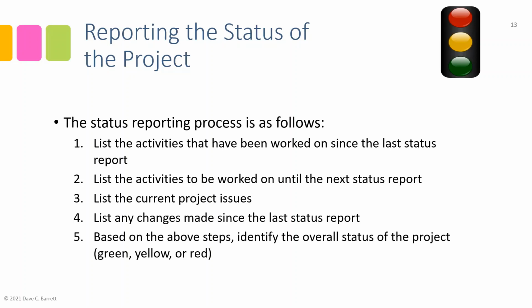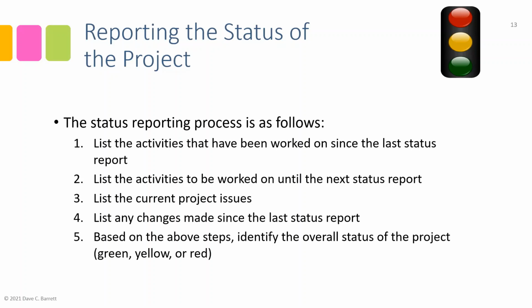And then, based on all of this, we identify the overall status of the project as to whether the project is green. Green means the project is on schedule, is performing according to plan, which would include schedule, cost, etc. That way the scope is we are going to deliver what we said we would. So a green status is good.